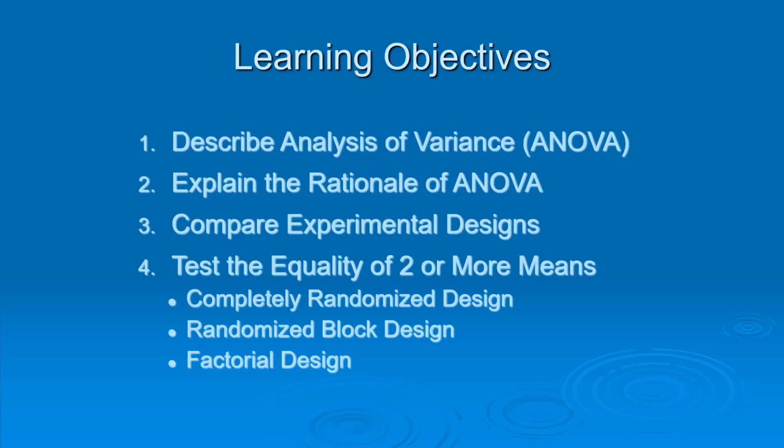Here are the learning objectives. As a result of this class, you will be able to first describe analysis of the variance, which is ANOVA, and then explain the rationale of ANOVA, and then compare the experimental design, and lastly, test the equality of two or more means. Specifically, we're going to talk about completely randomized design, randomized block design, as well as the factorial design.